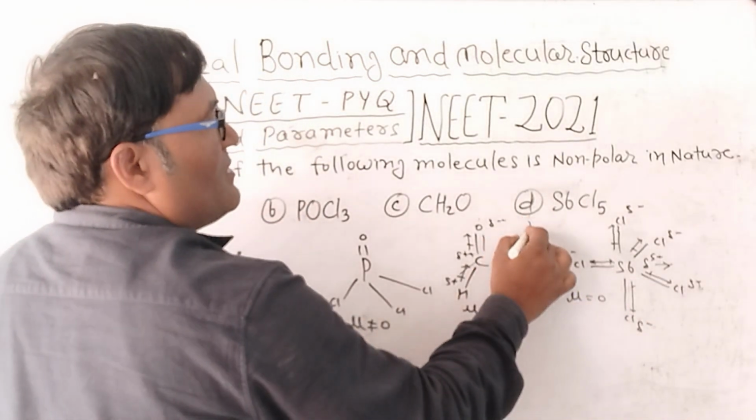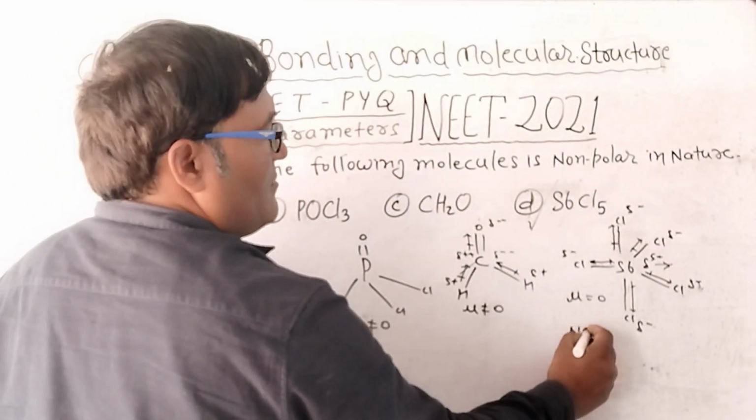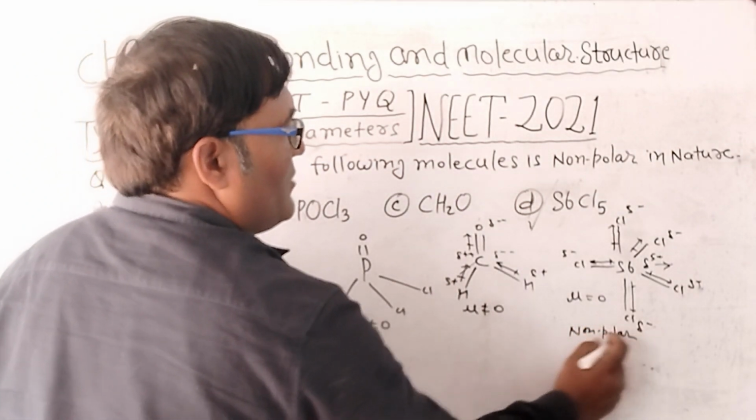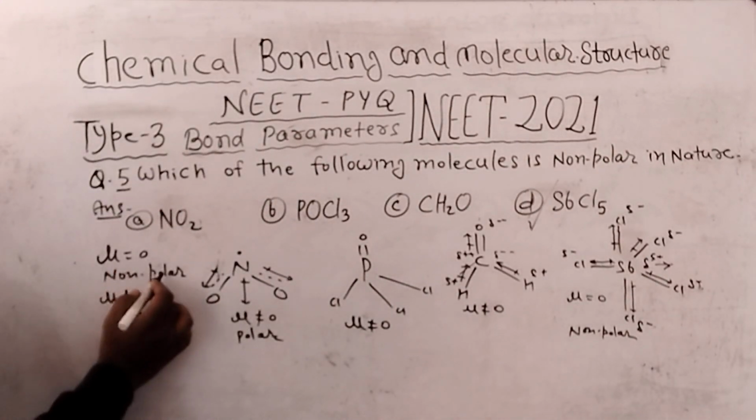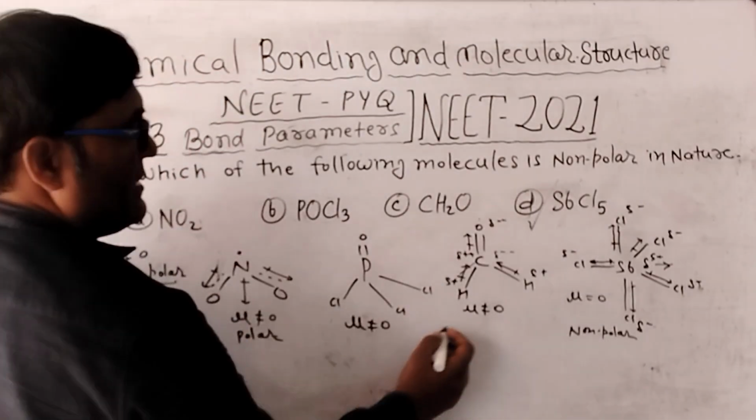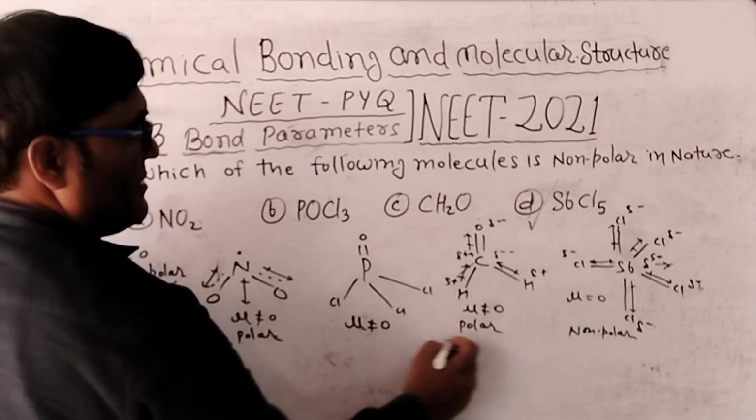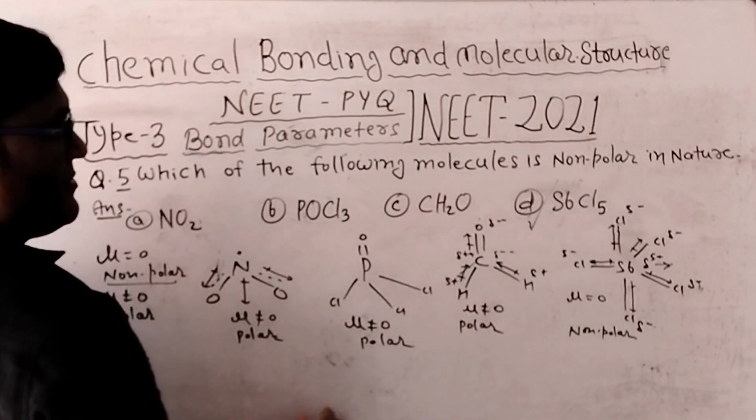So option D is non-polar. Mu is 0, then non-polar. Non-polar, while here this is polar, this is polar.